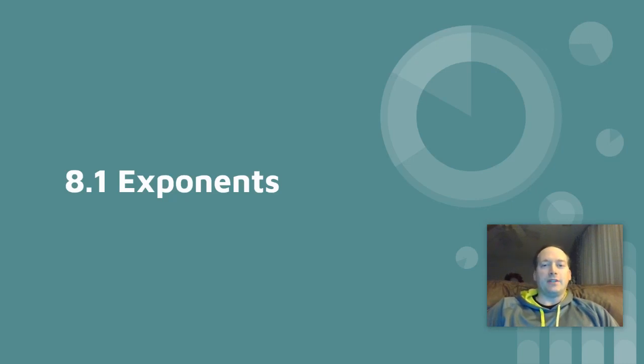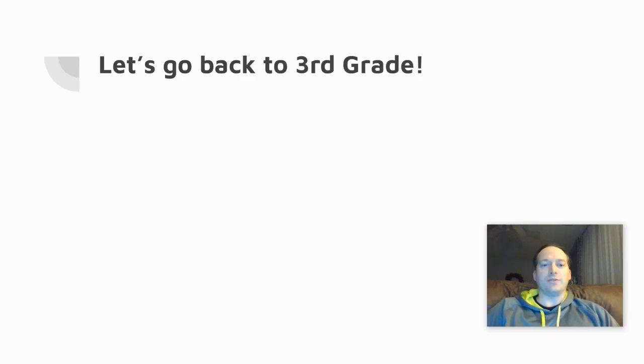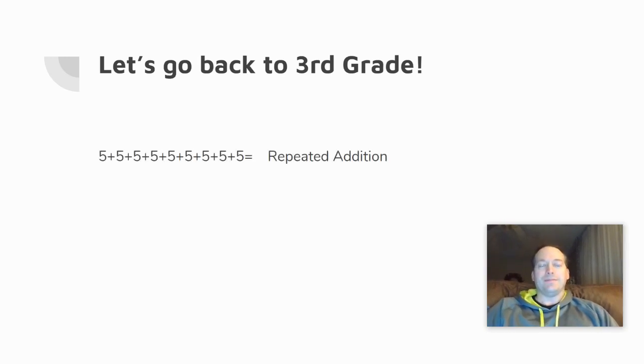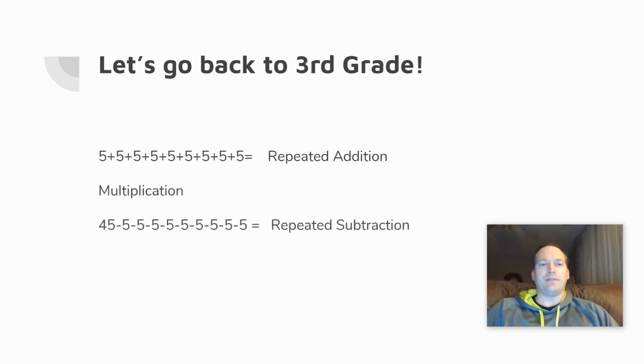So we're going to work on exponents now. We started working on exponents when you guys were in 5th grade. But before that, we're going to go back to 3rd grade for a second. In 3rd grade, you learned something called repeated addition. So add up all those fives. Well, you realized that there was a much faster way to add up those fives, and that was something called multiplication. So 9 times 5 is 45.